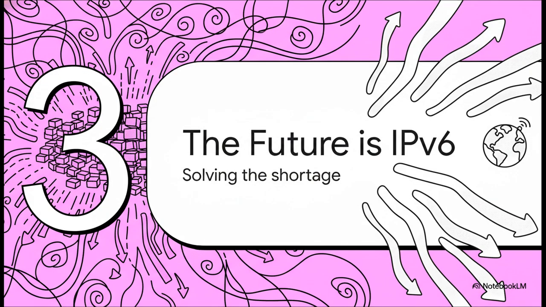This class system was incredibly inefficient. If your company needed 300 addresses, you couldn't use a Class C. You had to get a Class B, which gave you over 65,000 addresses, leaving thousands to just go to waste. This, combined with the explosion of the internet, created a huge problem. We were running out of addresses, fast.